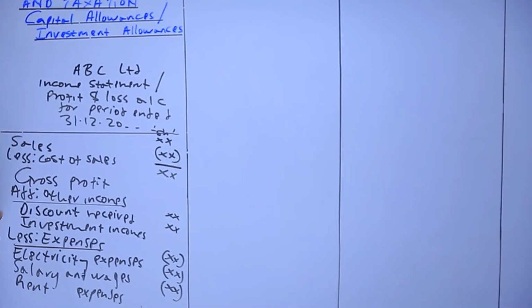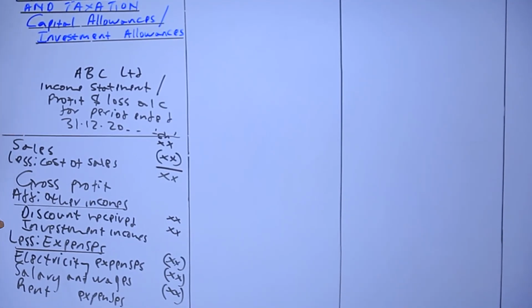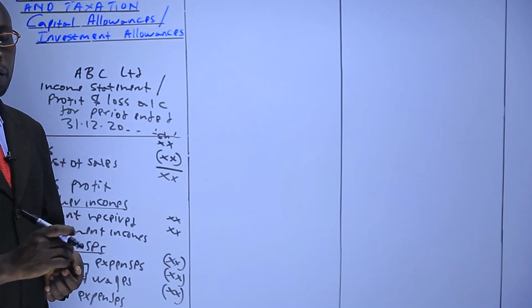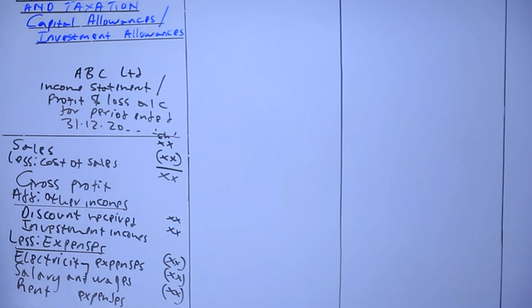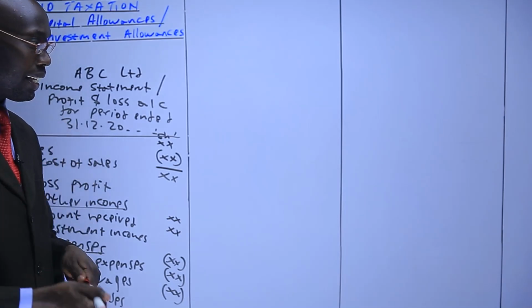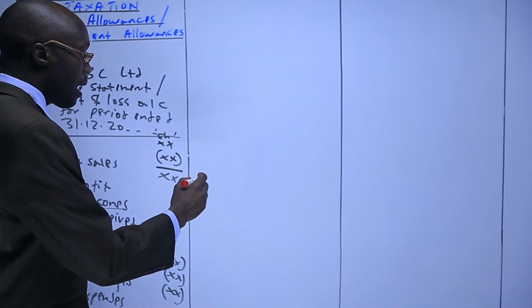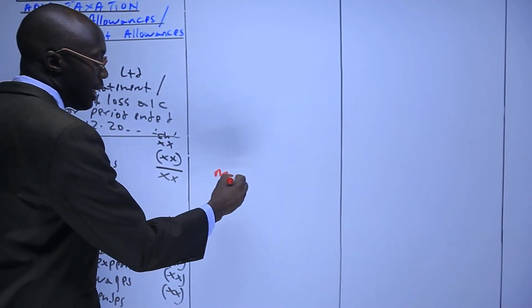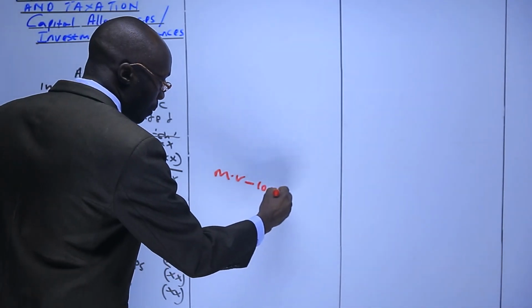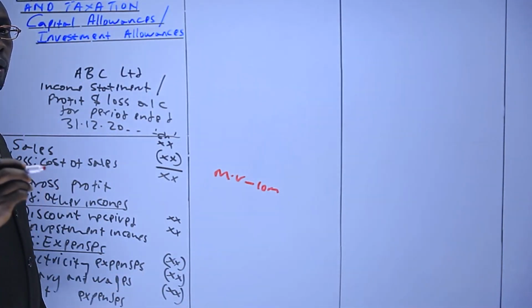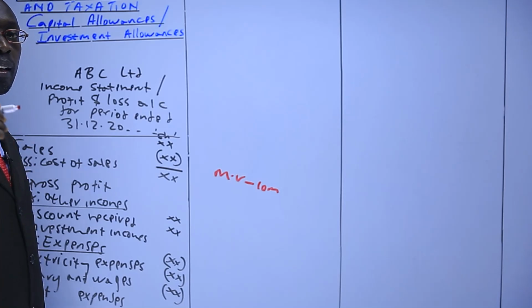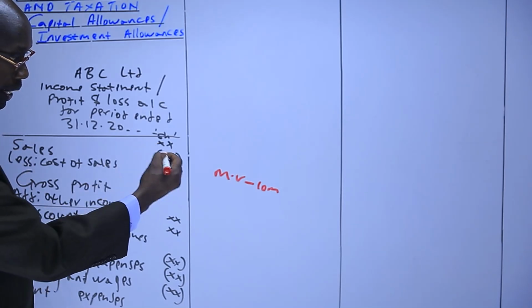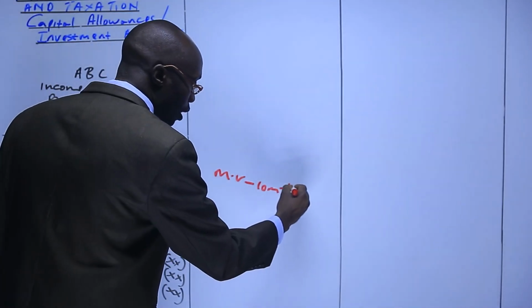But I want to remind you of one expense, and that is where we are today, the reason why we are doing this: the capital allowance or investment allowance. Remember, if you are told that the business purchased a motor vehicle, I want to write it here first, motor vehicle, and they purchased the motor vehicle for 10 million. Now remember, when the business purchased the motor vehicle, they incurred an expense, they paid the 10 million. So this is an expense to the business.